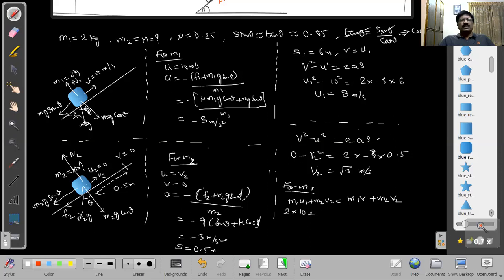The initial velocity of the second block is 0 before collision. So 2 into 10 is equal to 2 into v1, we had to find v1, plus m2, capital M, into v2, which is root 3. We got v2 equal to root 3. Therefore 20 is equal to 2v1 plus root 3 into capital M. This is equation 1.